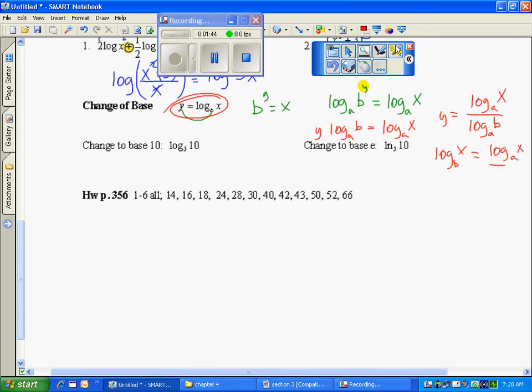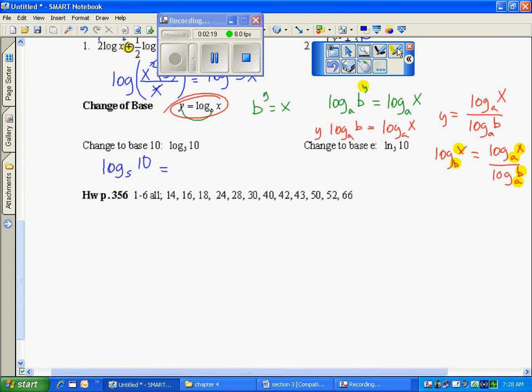Well, how has that helped me? If I take a look and notice here, the base I want now is right here, and the x came from this position, and the b came from this position. So what we're going to do is use that little formula there so that I can change my bases. So I want to change log of 10 base 5 into having a base 10.